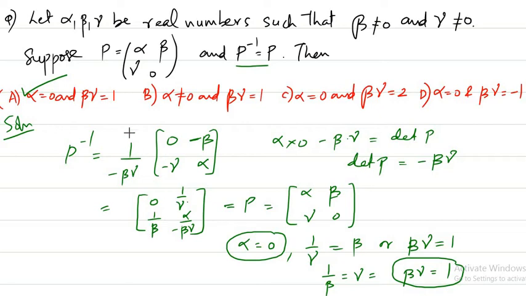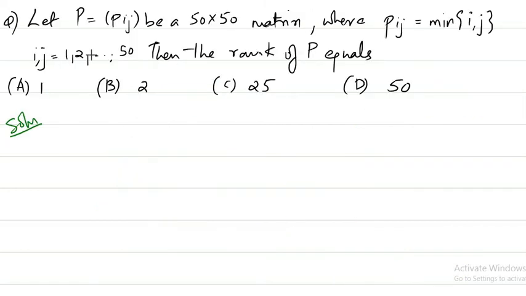And I hope you know how to find the inverse of a 2 by 2 matrix, it's just 1 by determinant times the adjugate. This is a basic thing we learn in our school days, so that I think is fine for you. Now let's go for the next question. Let's do this problem now. P is denoted as Pij, a 50 by 50 matrix, where the entry Pij is defined as the minimum of i comma j, where i, j runs from 1 to 50, and we are asked to find the rank of P.